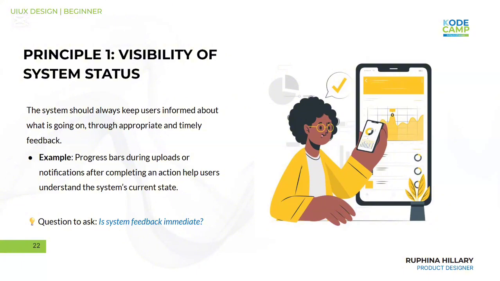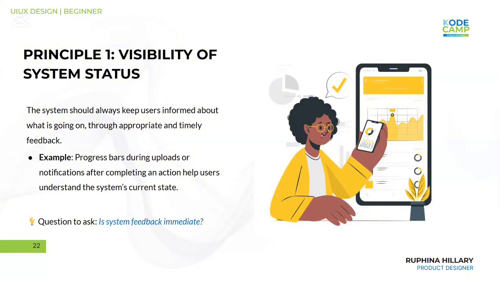So depending on how far you have gone in the boot camp, it progresses in that way. So this is a method of making our status visible to users. At every point that a user is using an application, there should be an indicator, there should be feedback on what is happening. This involves things like progress bars during uploads and notifications after completing actions. They help you to understand the system's current state.